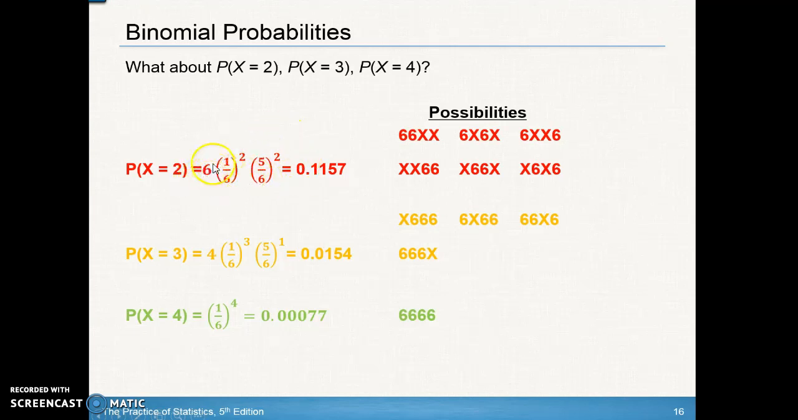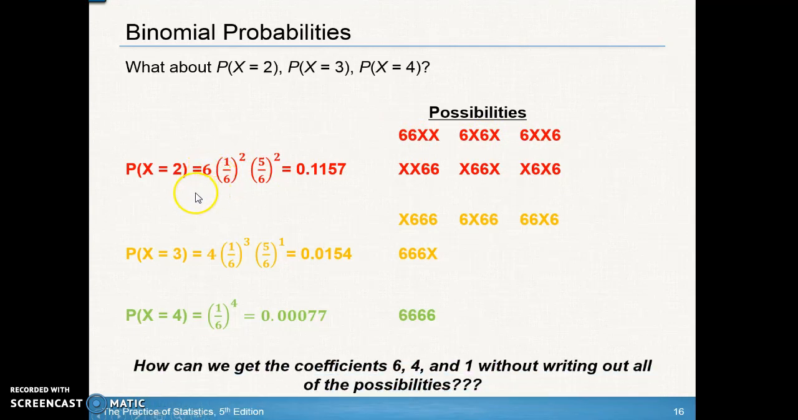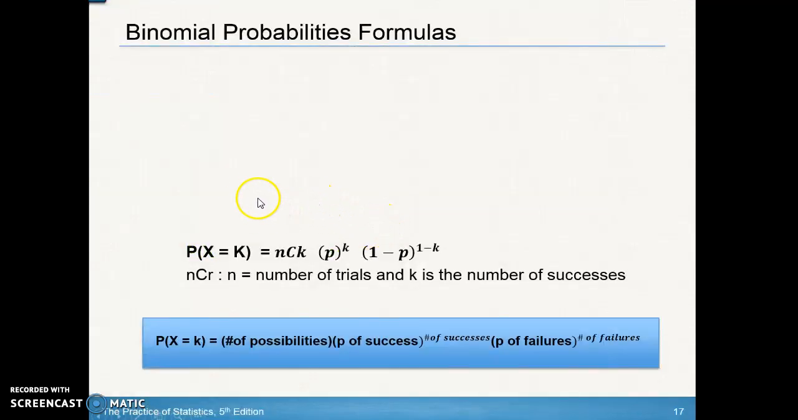It's this 6 out front that says, well, how do I figure out how many possibilities, or how many ways, the successes can occur when I roll the die? All right, the binomial probability formula is going to help us get these coefficients of 6, 4, and 1 without actually writing out all the probabilities.